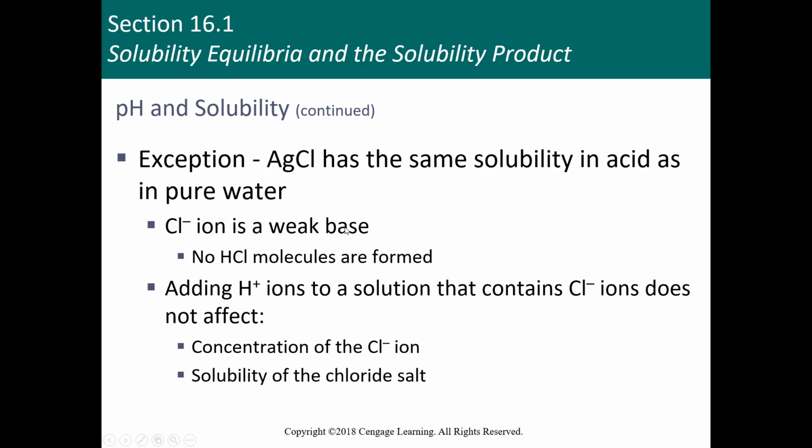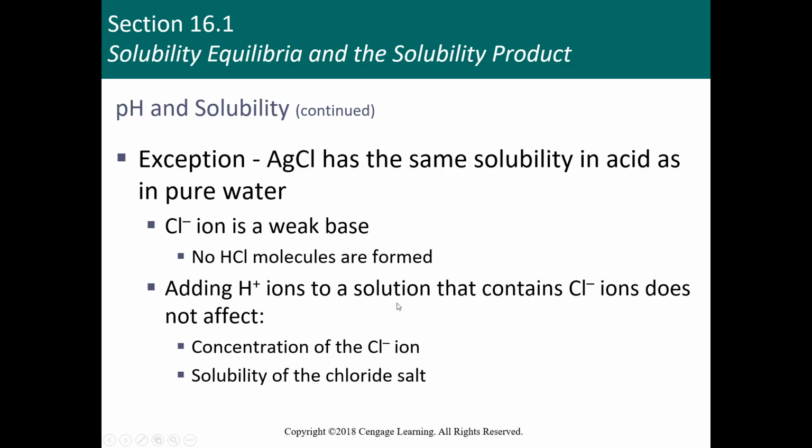So some of the exceptions here. Well, one of the exceptions is silver chloride. This has the same solubility in acid as in pure water. That's because the chloride ion is a weak base. It's a negligible base, so no HCl molecules will be formed. Adding H plus ions to a solution that contains Cl minus ions does not affect the concentration of your Cl minus ion. This does not affect the solubility of a chloride salt. If the resulting H plus that anion would be a strong acid, it will not increase the solubility.